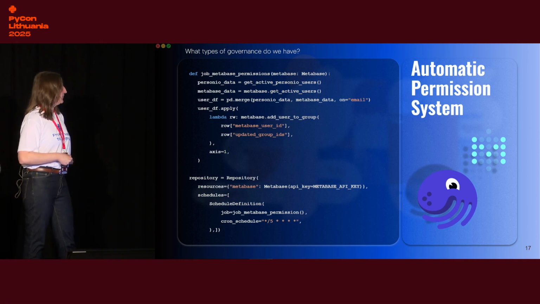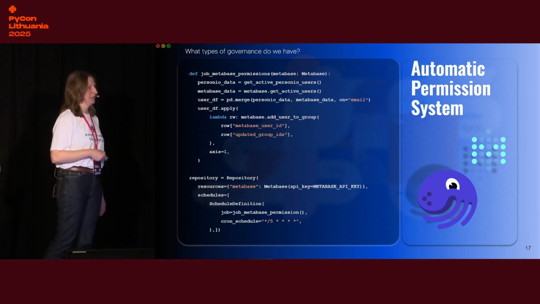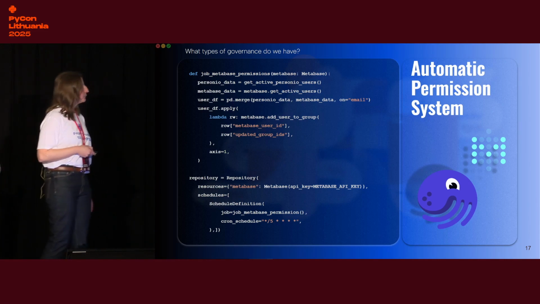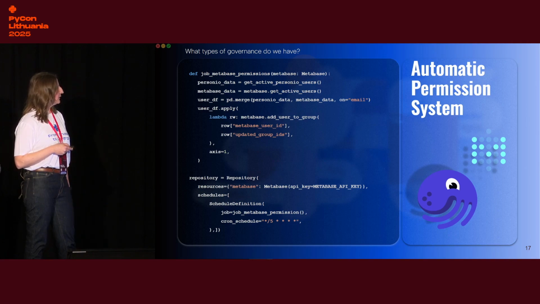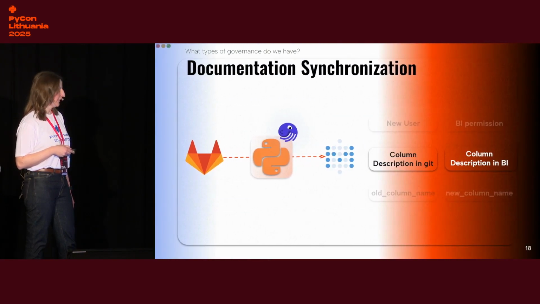Lastly, we are just defining here the repository that my Metabase resources use, with an API key, and updating it here in a cron job every 5 minutes. This is the last step. So that's it from the permission side.